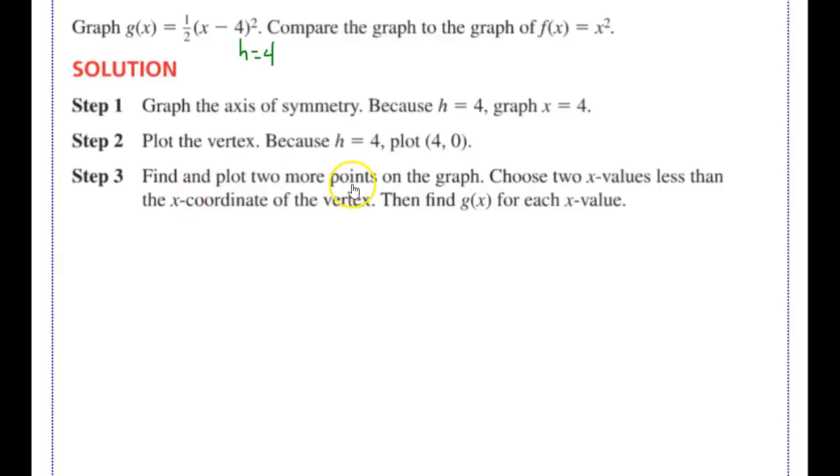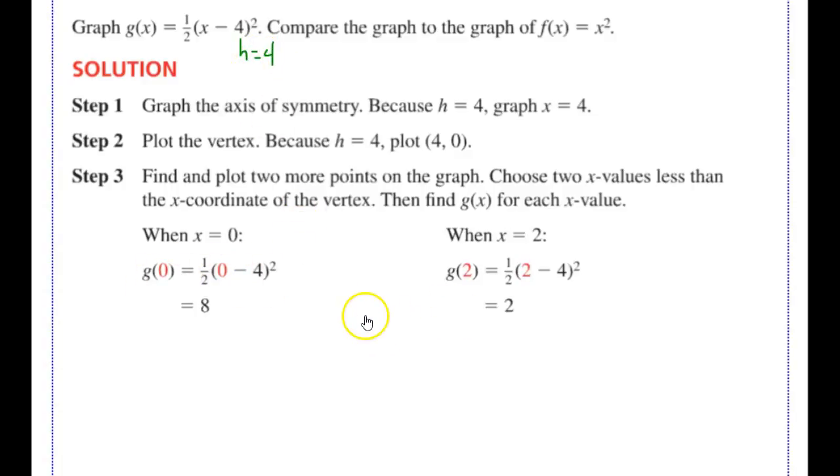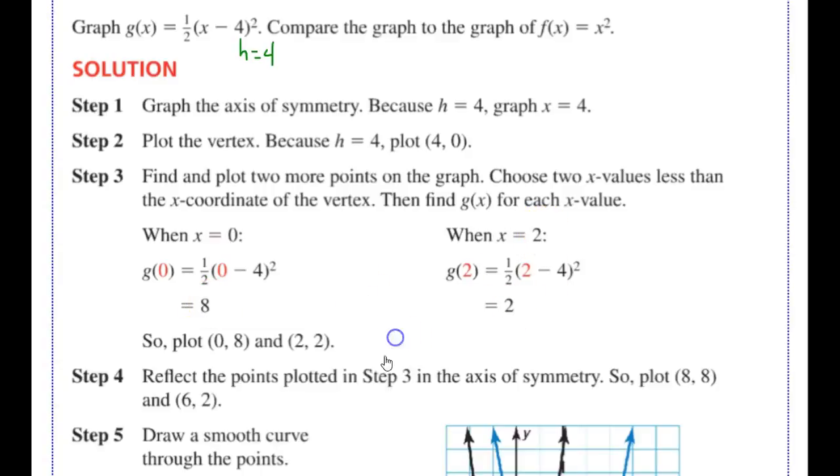And then I'm going to plot 2 more points on the graph. I'm going to choose a couple values less than the x-coordinate of my vertex. So when x equals 0 and when x equals 2, you'll see that both of those are to the left of this 4 value. So I just plug those values in, and I simplify and solve. So now I can plot these points as well. So I have 0, 8 and 2, 2.